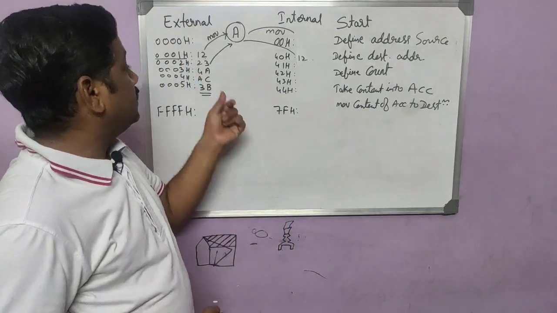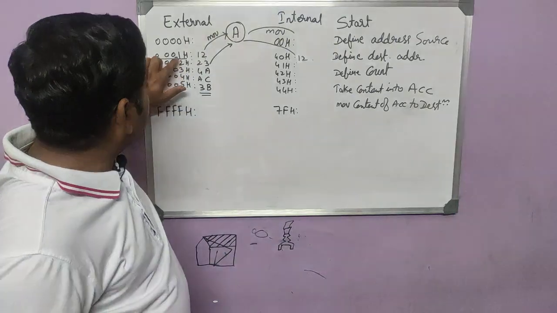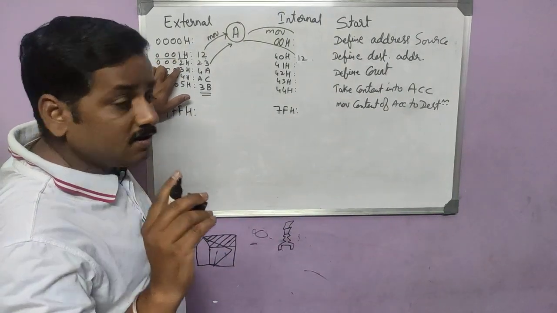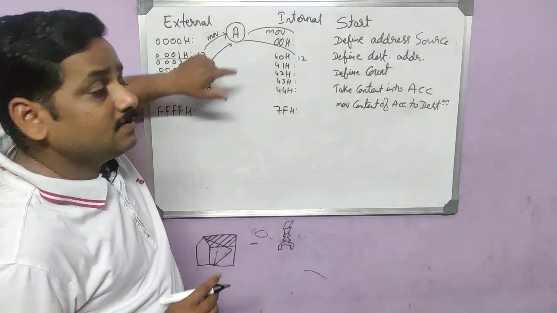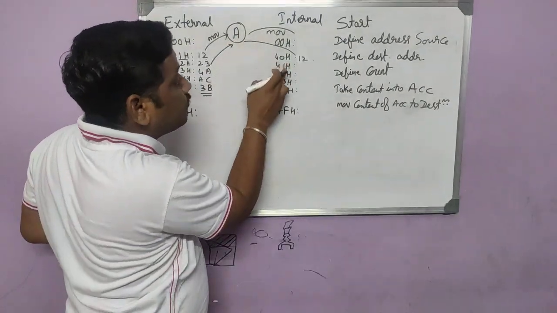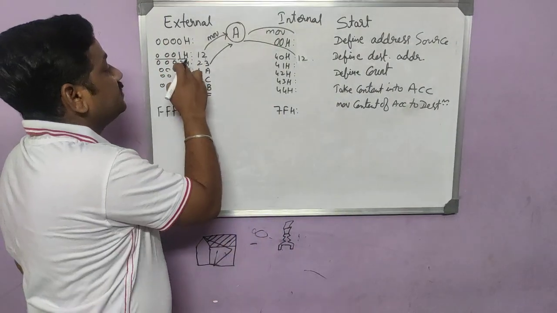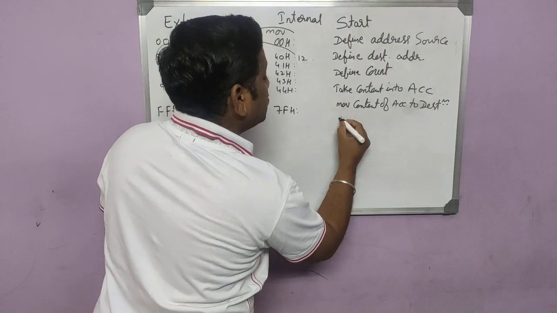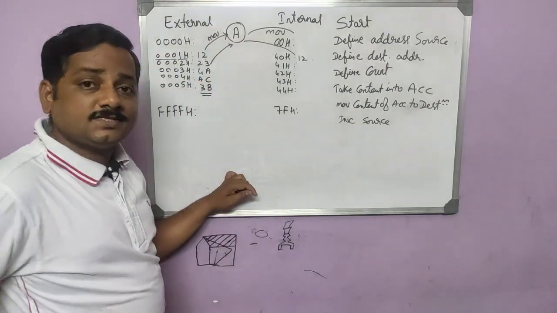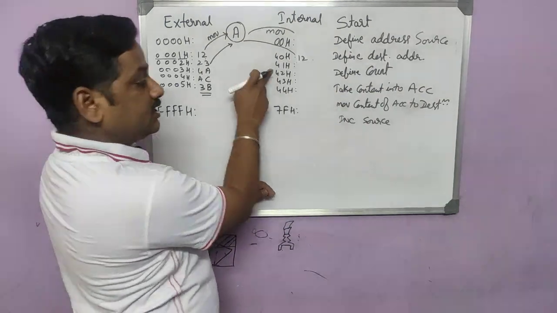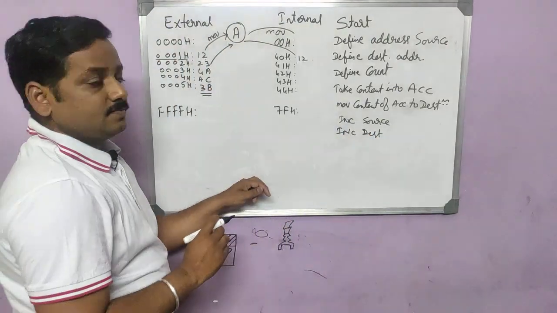Next, what you need to do, I should go back here. I should go to 0002H, which is just incremented by 1. So I should increment this address and that content is to be taken to the accumulator and then this has to be given to 41H. So before taking this 23, you need to increment this address. So I'll write it here, increment source. Increment the source address and also increment the destination address.